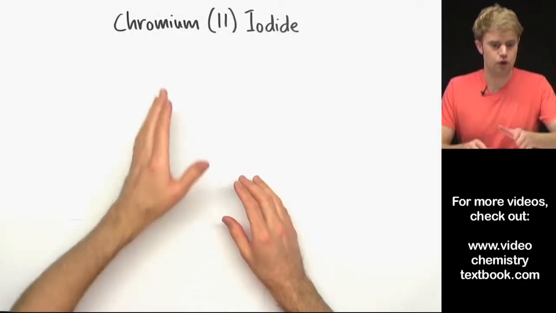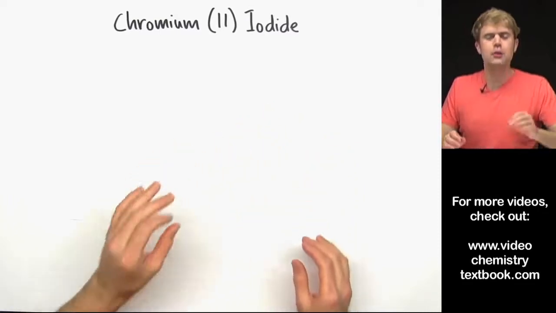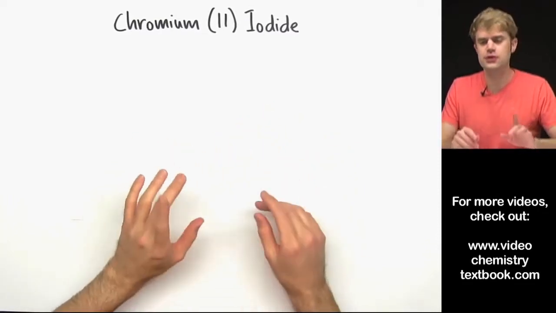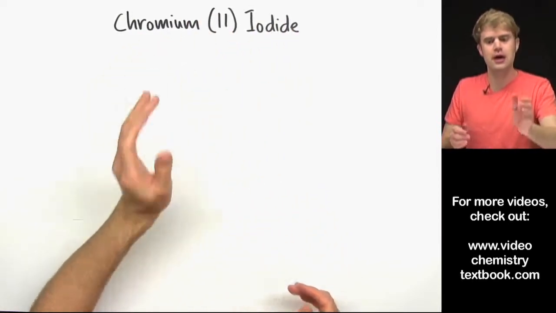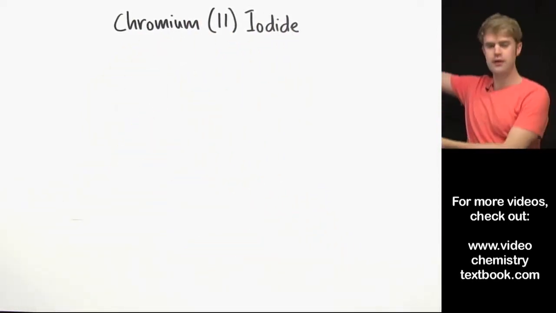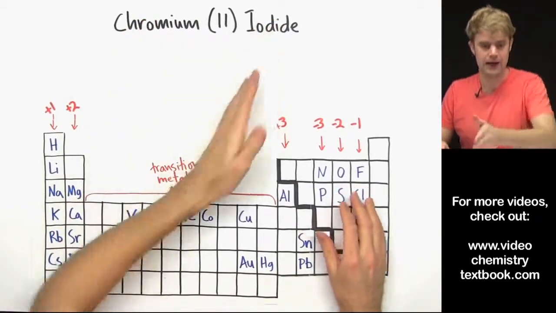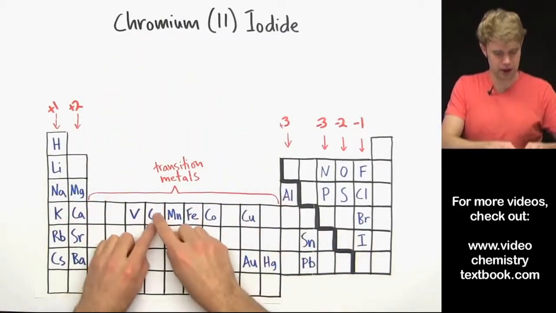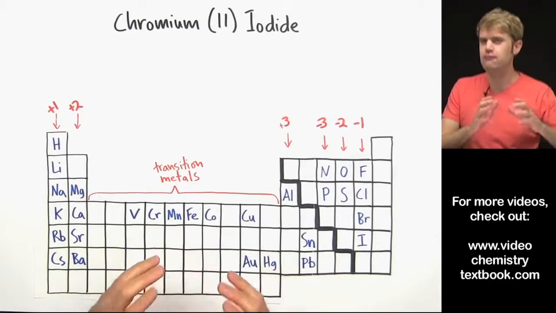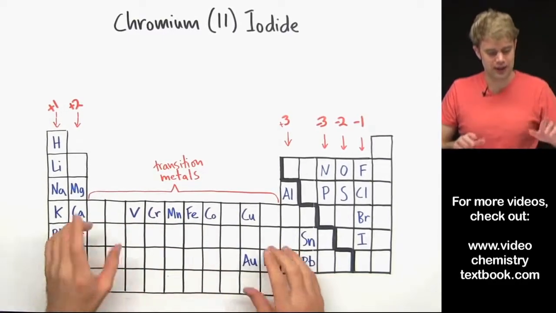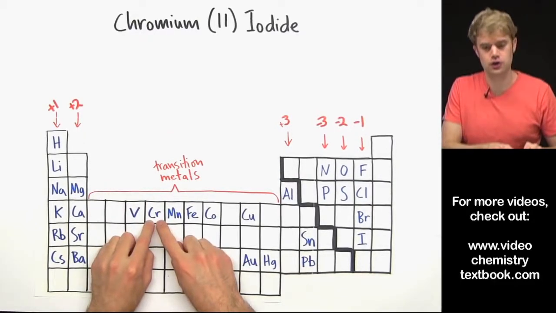Here's our first example, chromium 2 iodide. We want to write a formula for it. Now, when we're writing ionic formulas, the first thing we want to do is find out the charges of the ions in the compound. And we often do that by looking at where they are on the periodic table. So here we have chromium and iodide. Chromium, Cr here, is a transition metal. And transition metal ions can have a variety of charges. So you can't tell just by looking at the periodic table what the ionic charge is.